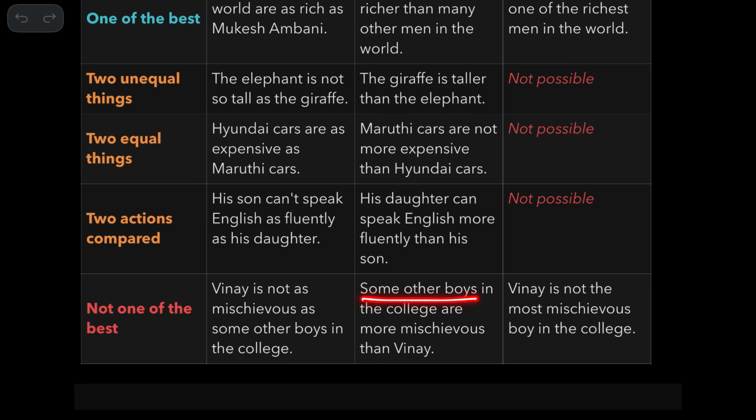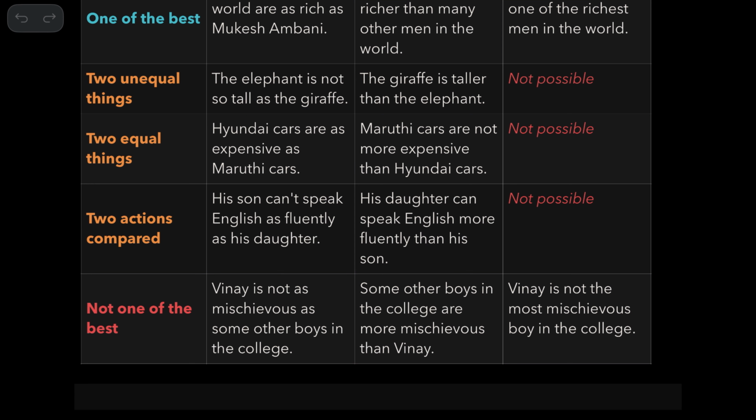Some other boys in the college are more mischievous than Vinay. Vinay is not the most mischievous boy in the college. So Vinay is not the most mischievous means there are some other boys in the college who are as mischievous as Vinay.